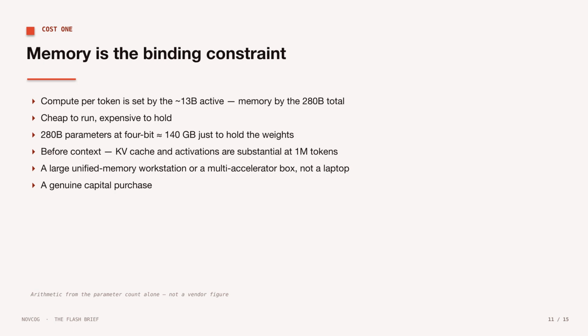Compute per token is set by the roughly 13 billion active parameters. Memory is set by the 280 billion total. As arithmetic straight from the parameter count, not a vendor figure, that is on the order of 140 gigabytes at 4-bit, purely to hold the weights, before any context at all. That is not a laptop. It is a large unified memory workstation or a multi-accelerator box, a genuine capital purchase, which is exactly why hosted is the right answer for most workloads, and I am not going to pretend otherwise.